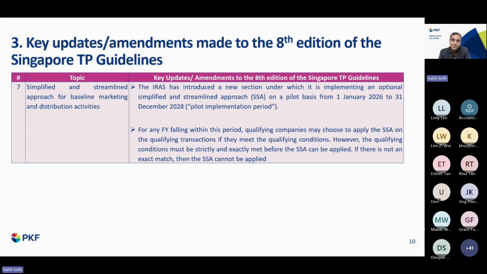So it's not formal, it's a test check on a pilot basis from 1st of January 2026 till 31st of December. This is a test period which they are using, but at least it's a welcome sign that they are trying to keep pace with BEPS 2.0, which is still undergoing a lot of changes and global developments. But as of now, that's why this is a pilot approach. It's not a formal approach. So for any financial year falling within this period, which will obviously start from this year. But we have to first of all take care of financial year 2025.